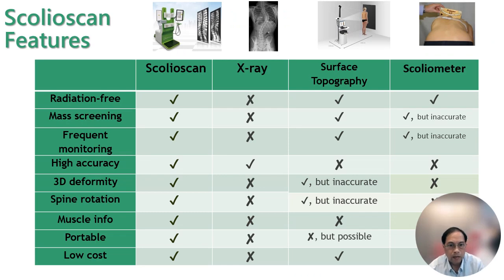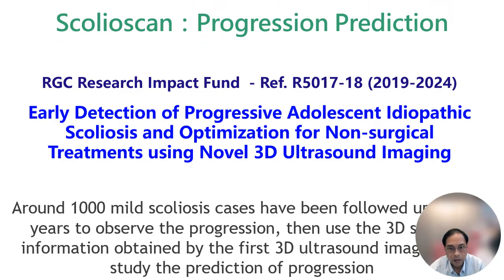So in summary, in comparison to X-ray, the ultrasound method is radiation-free, and in comparison with surface topography methods, it is more accurate. And ultrasound can also provide muscle information, which cannot be provided by X-ray or any surface topography method. We have a project going on to provide progression prediction using the 3D information. We hope we can share the information and results with all of you in the near future.